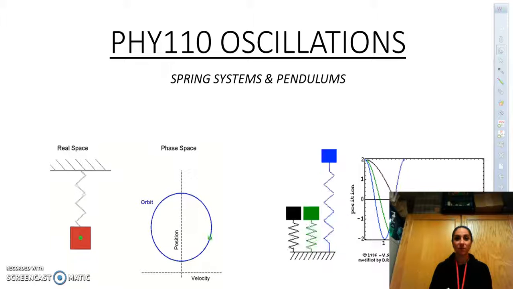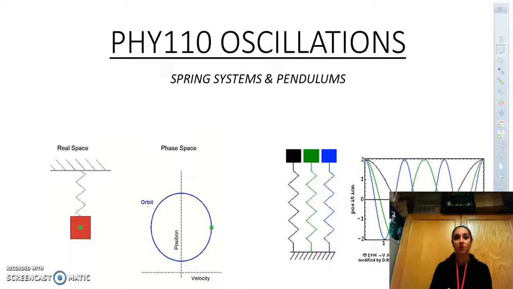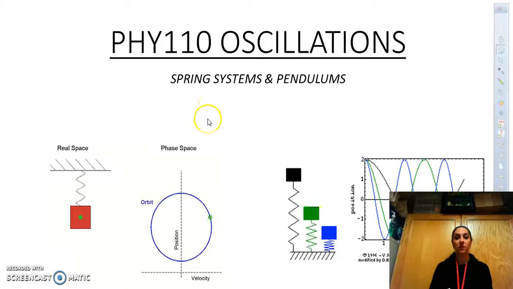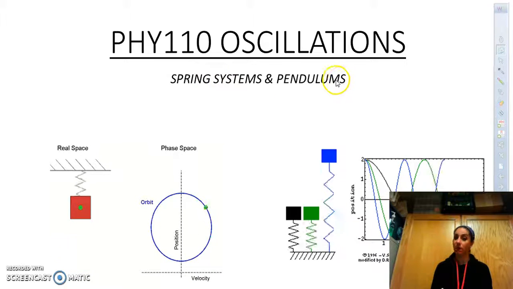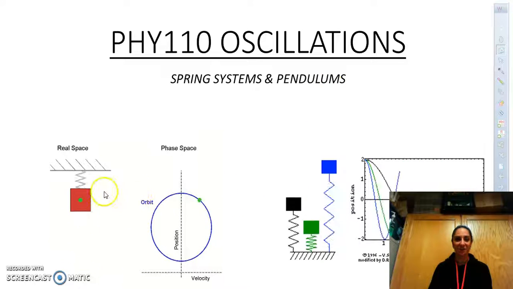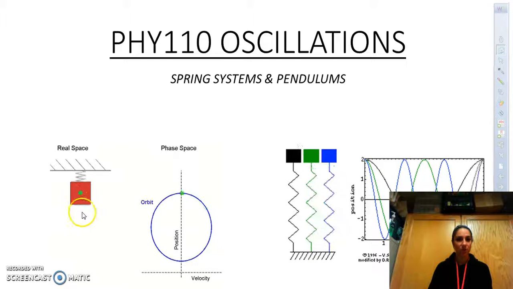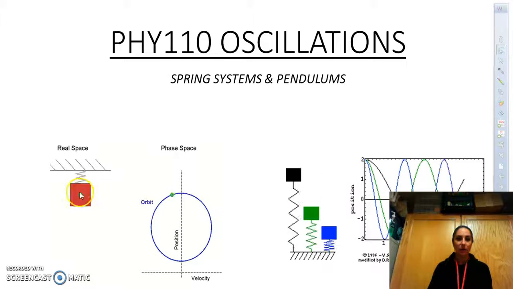Hi, in this video what we're going to talk about is simple harmonic motion, otherwise known as oscillations. Systems that oscillate include spring systems and pendulums. As you can see with these little GIFs here, oscillations occur when you have periodic motion, things that return back to where they started.